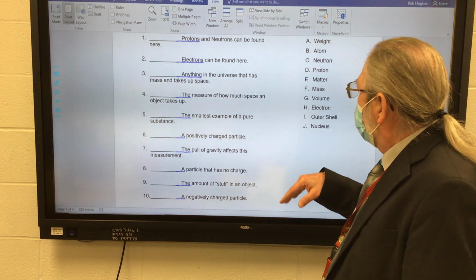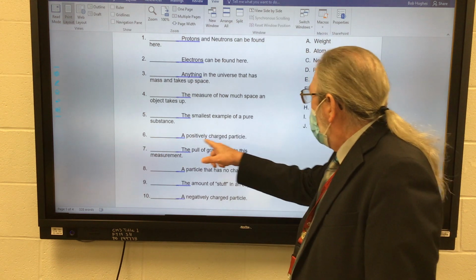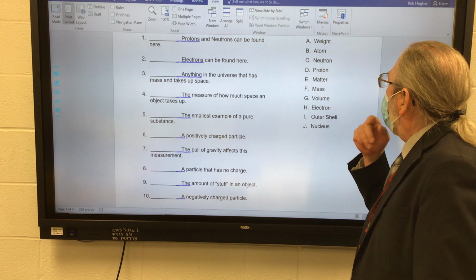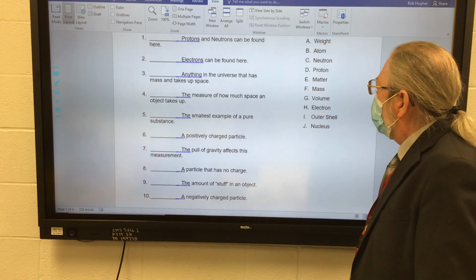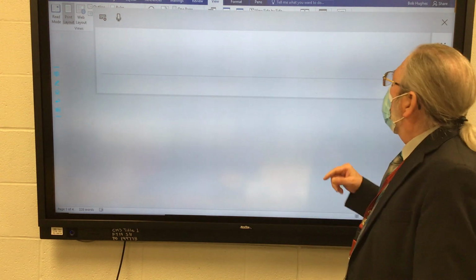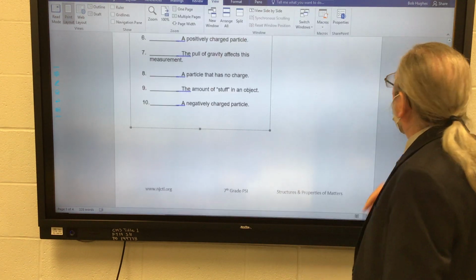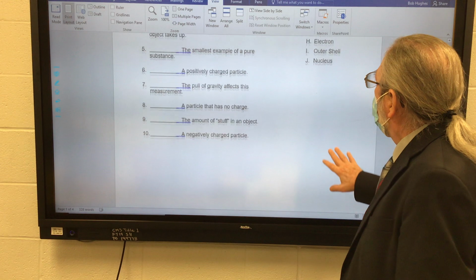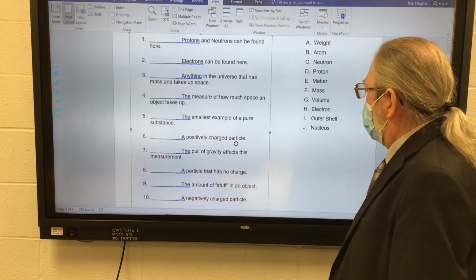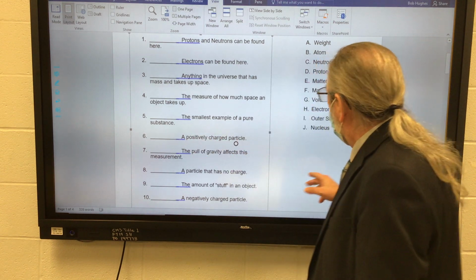Okay, let's go to the next one here. Number 6, a positively charged particle. Is that a neutron or is that a proton?